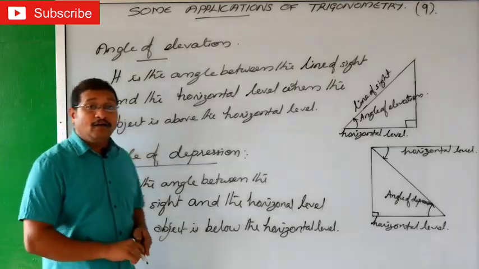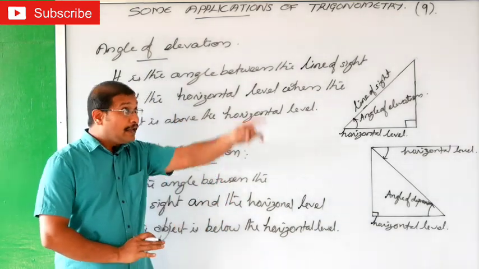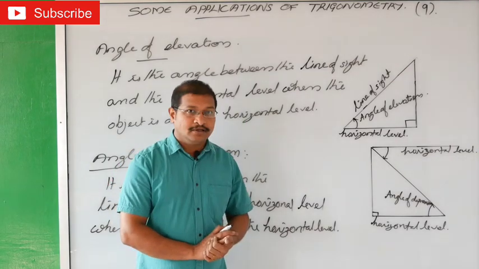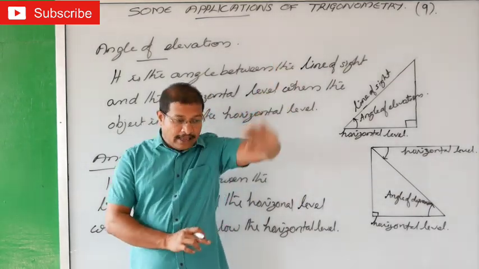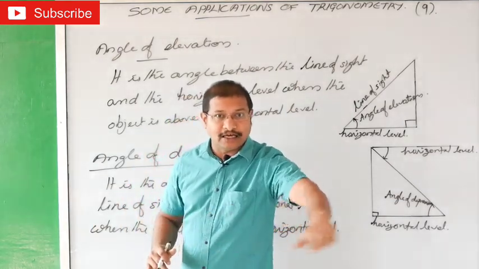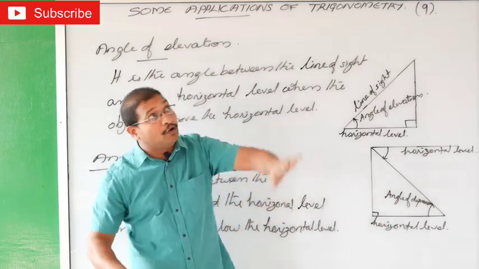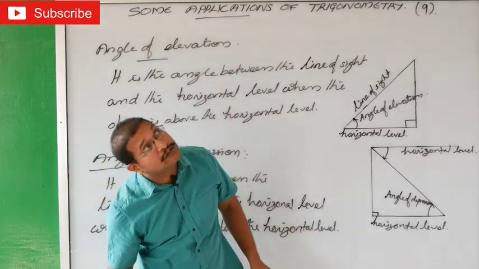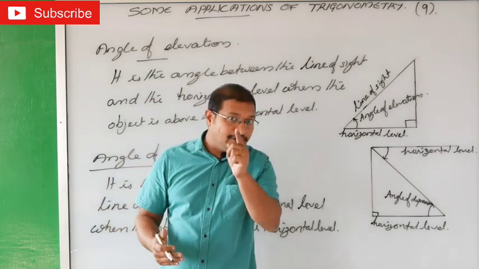Let's see now angle of elevation. Suppose I am looking at an aeroplane, so I have to look this way. That means the object is above. Where we are standing, this is the horizontal level, and I am looking at an aeroplane above it. I have to look this way, so I will get an angle. That is called the angle of elevation.